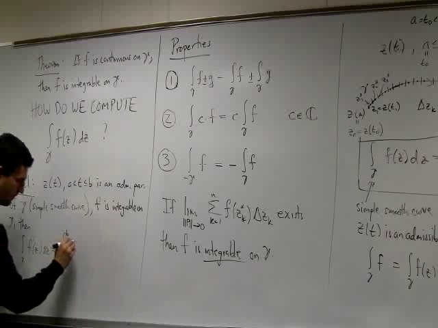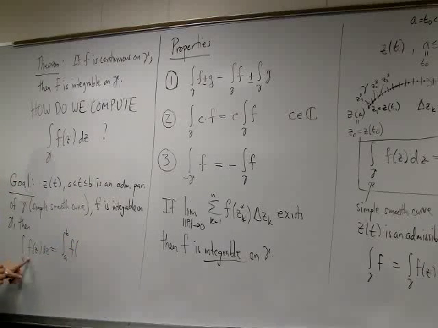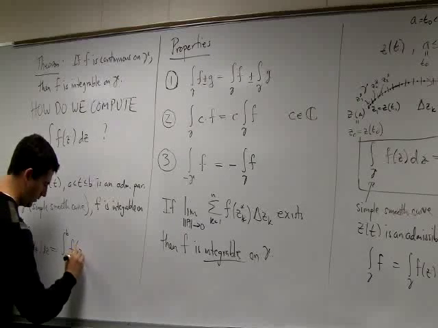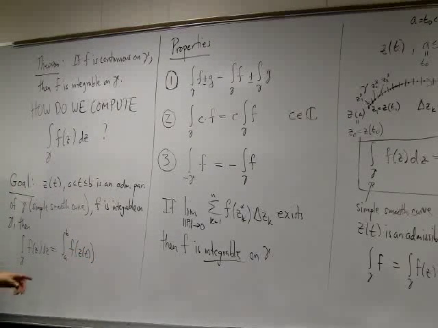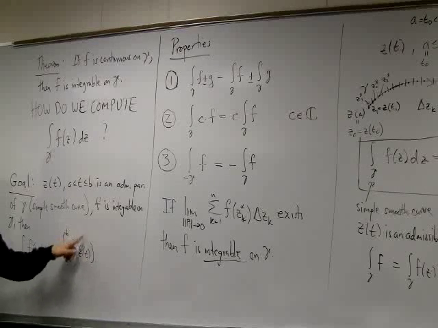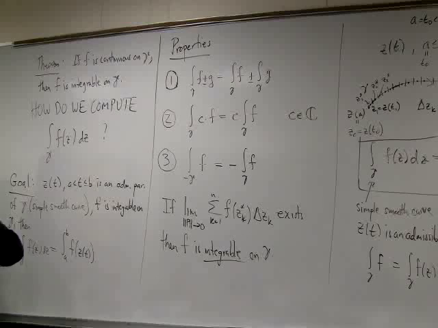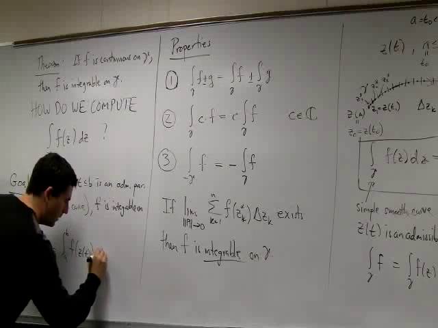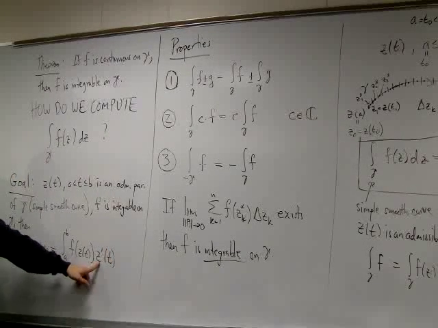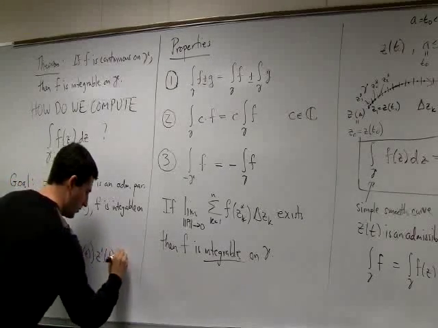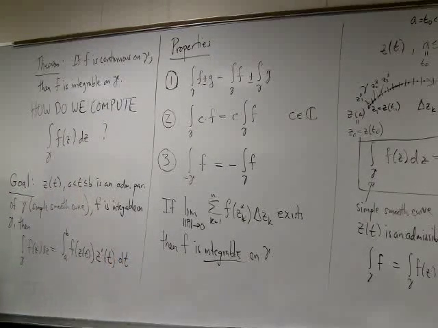The function f, and what are you going to put into f? Well, you're actually going to put in z of t. Okay? So z is a function of t. It's a complex function of t. It eats in a real number, but it spits out a complex number. And then you're going to multiply by the derivative of your parameterization z. And then this thing is taken with respect to t, right? You're integrating with respect to t.